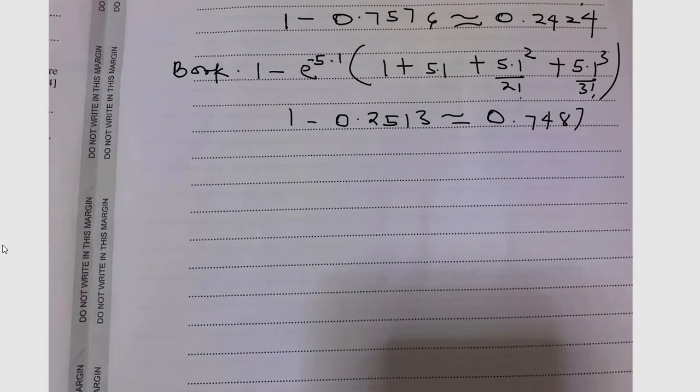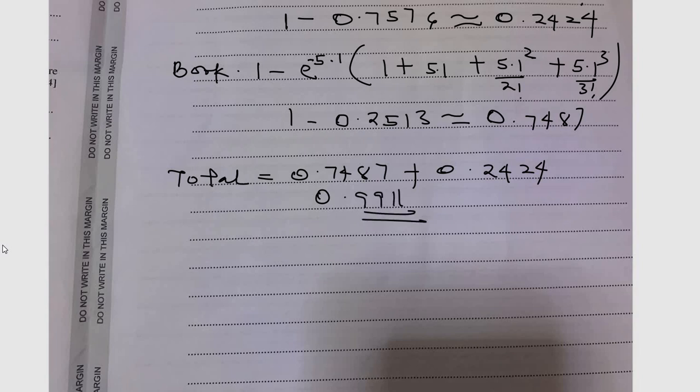The question asks us for the total number of books and DVDs that are received in that shop when you model them like that. So the total will be 0.7487 plus 0.2424. Let's add them together: 0.7487 plus 0.2424. So we have 0.9911. That's it. I believe it's clear.